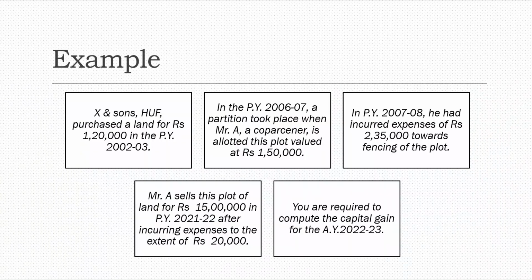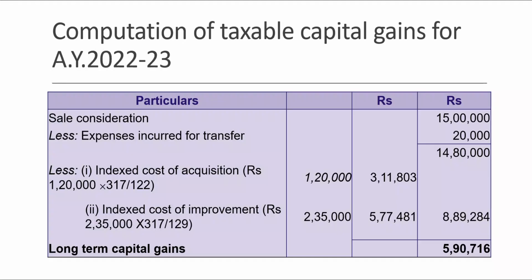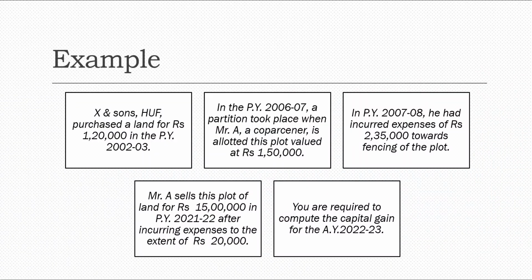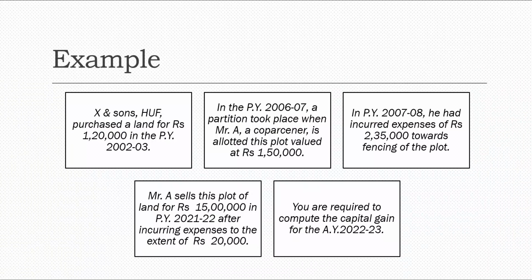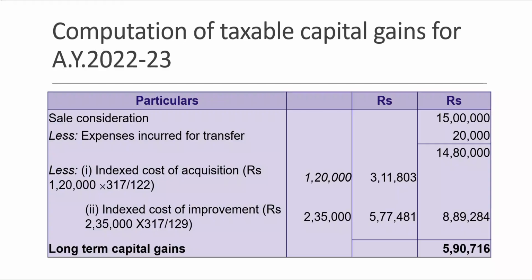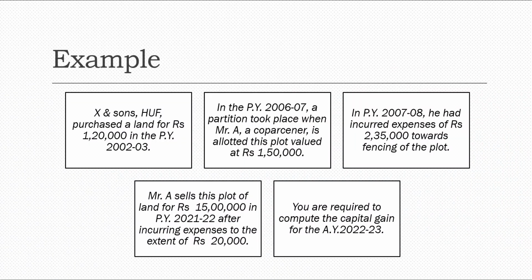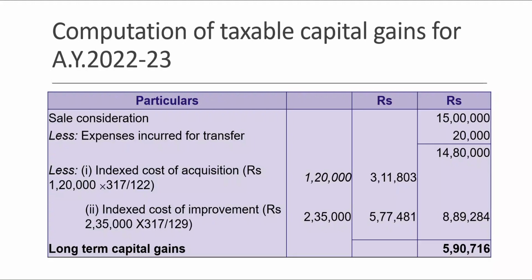Now, what was the price at which it was sold? 15 lakhs. 15 लाख में बेचा कब? 21-22 में. And how much has he spent on expenses? 20,000. Okay, so minus 20,000, so 14,80,000. Then less indexed cost of acquisition. It was purchased at 1,20,000 by the HUF, so that cost will be taken. Similarly, this person has spent 2,35,000 for improvement, for fencing it. So indexed cost of improvement.